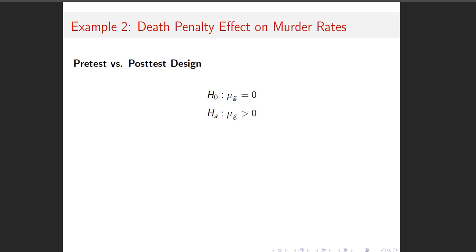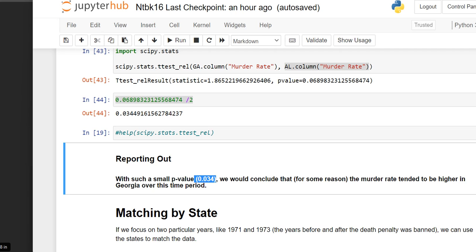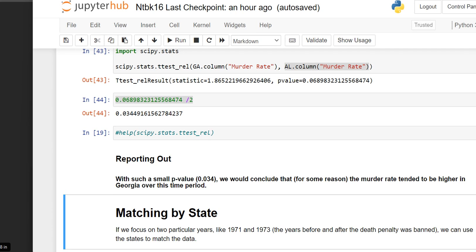Now, I want to say straight up front that I'm not a criminology expert. And there are two sides to this debate, and there are people who raise valid concerns about the death penalty and want it abolished, and there are people who say that we need the death penalty. And I don't intend to get in that debate, but this is an interesting debate that still goes on today, and we can address it with our matched pairs t-test.